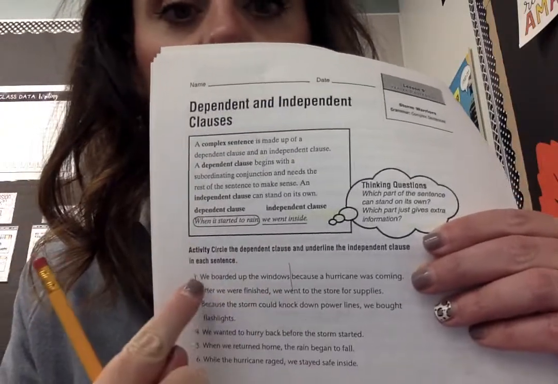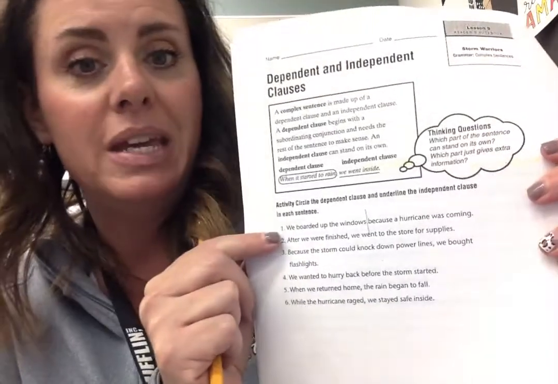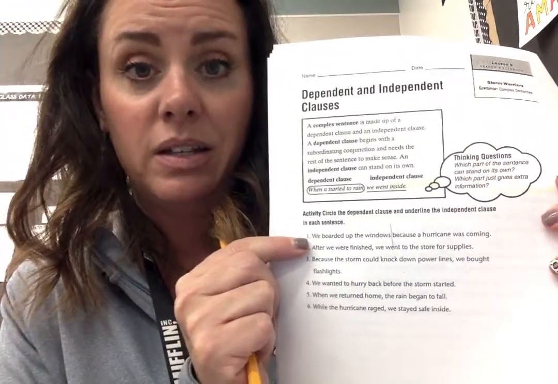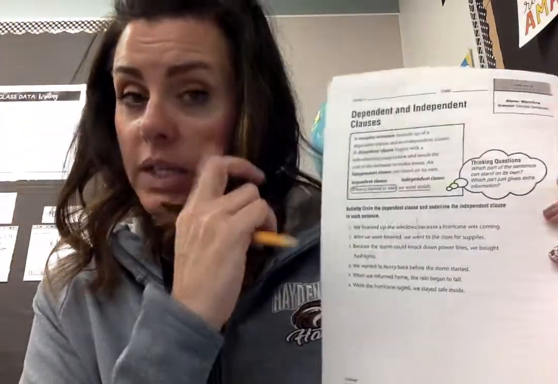Okay, so I'm going to break up my sentence right here. Here's my line. This is the first part. This is the second part. So remember, the independent part can be a sentence all on its own. Let's see which one is independent. We boarded up the windows, or because a hurricane was coming.